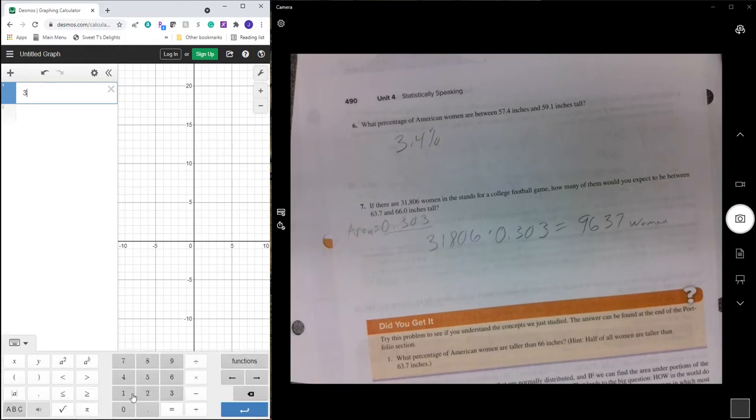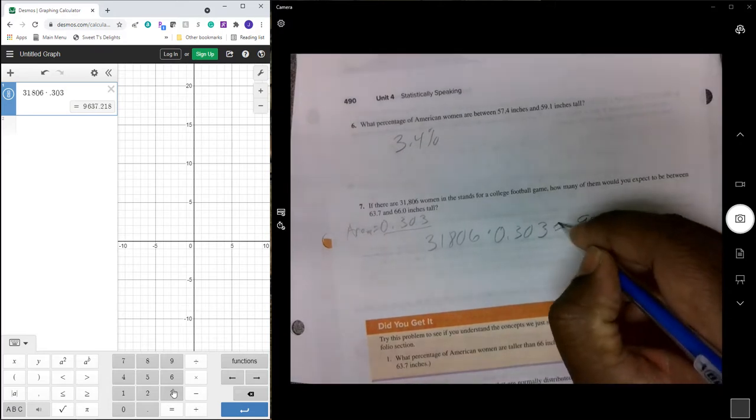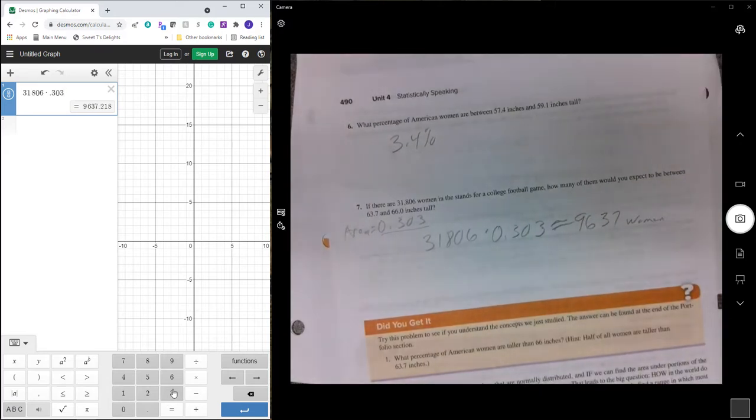And of course, we could put that in decimals just to check that. So we have 31,806 times 0.303. And actually, that should be approximate, and we round it to the nearest whole number.